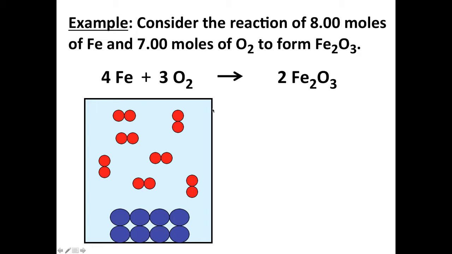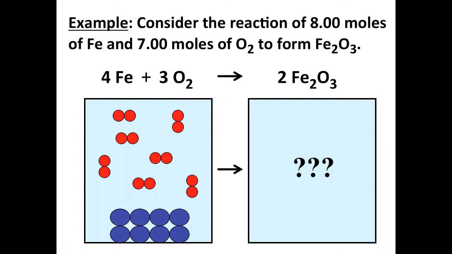We have 8 moles of Fe, so each of these blue spheres represents, on an atomic level, 1 atom of Fe. On a larger scale level, it would represent a mole of Fe. And then we have 7 moles of O2. Remember that O2 is a diatomic, 2 oxygen atoms bonded together. So we have 7 groupings of pairs of oxygen atoms. So that's 7 moles of O2, or on a smaller scale, 7 molecules of O2. And then we're going to see what happens when these substances combine to make Fe2O3.